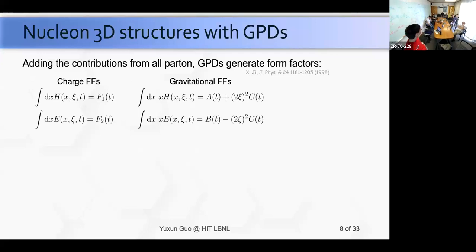And the same thing for E: you will be getting the B form factors, which is crucial for studying the spin structure of the nucleon, and also C form factors here. And in principle, you can take higher moments and generate more form factors. In that way, GPDs can be considered as the generators of the form factors.